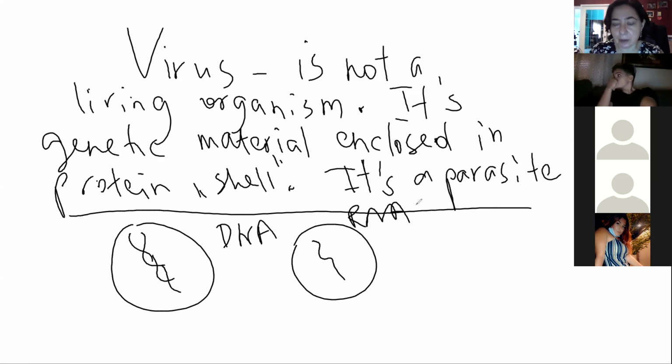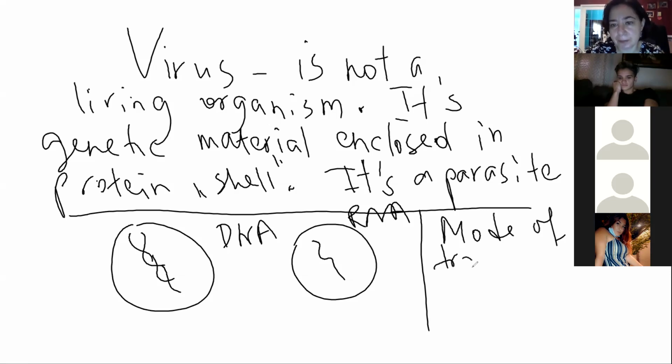And viruses are very specific in terms of finding the host. Some viruses infect only plants. Some viruses infect bacteria. Some viruses infect animals, specific animals. For example, pets can carry viruses that actually can infect humans, right? And human viruses can infect pets. So how do we pick up viruses? There's something called mode of transmission.